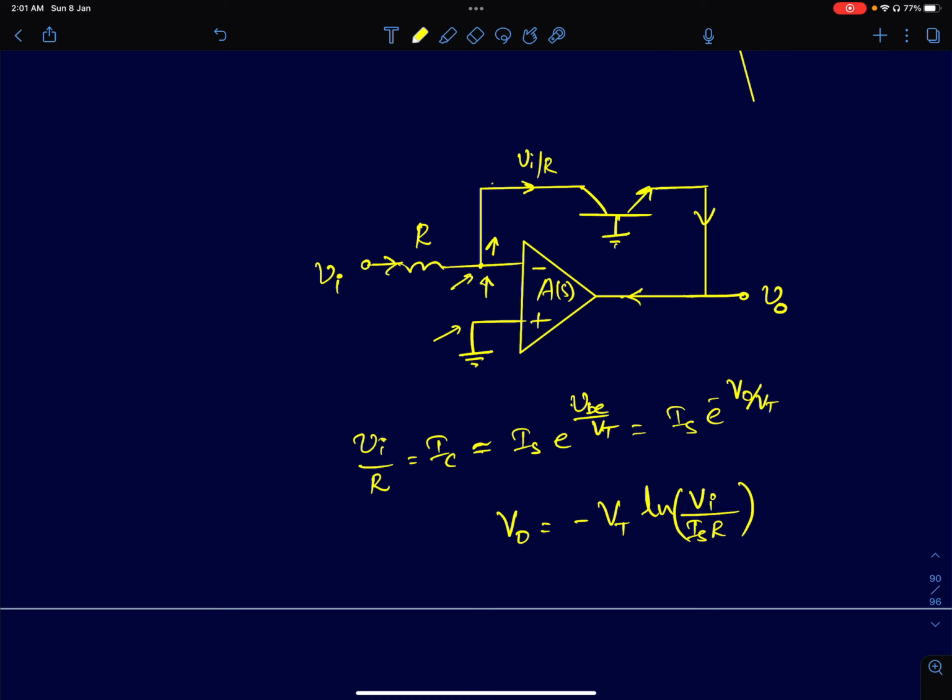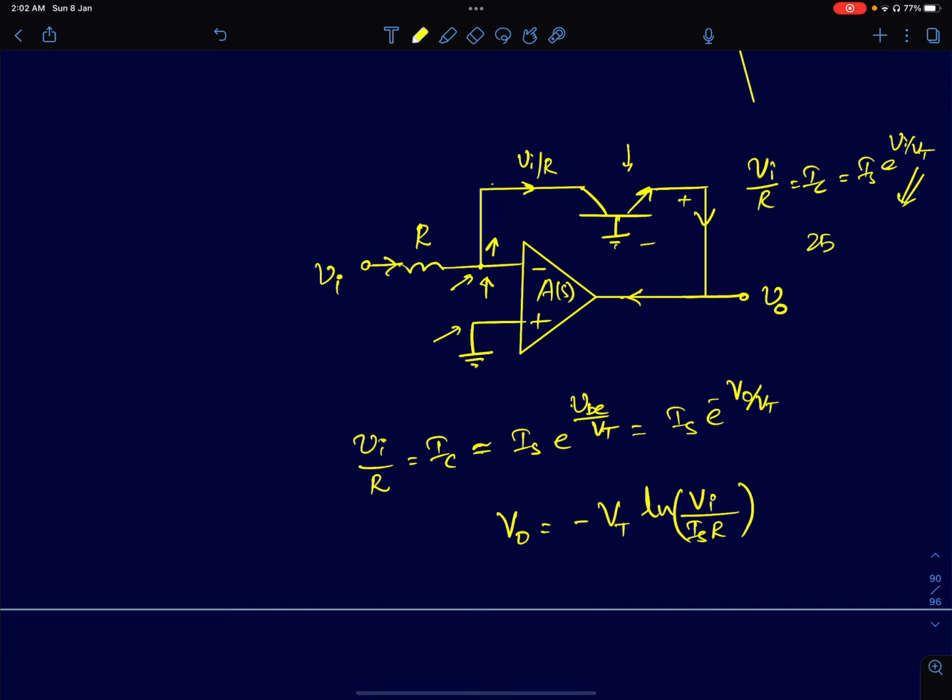Okay, so the input current, the current through this BJT, is set by two conditions. Of course, one is Vi by R, that will exactly be equal to the collector current, which will be equal to IS, the reverse saturation current of the BJT, times e power Vi by Vt. Okay, Vt is the thermal voltage. Approximately its value is 25 millivolts at 300 Kelvin. I forgot to mention in the beginning, we have to analyze the circuit at 300 Kelvin. So you can just do some very simple manipulations. What you will get is that the output voltage V0 will be minus Vt times ln of Vi by Is into R. Okay, so this is the output.